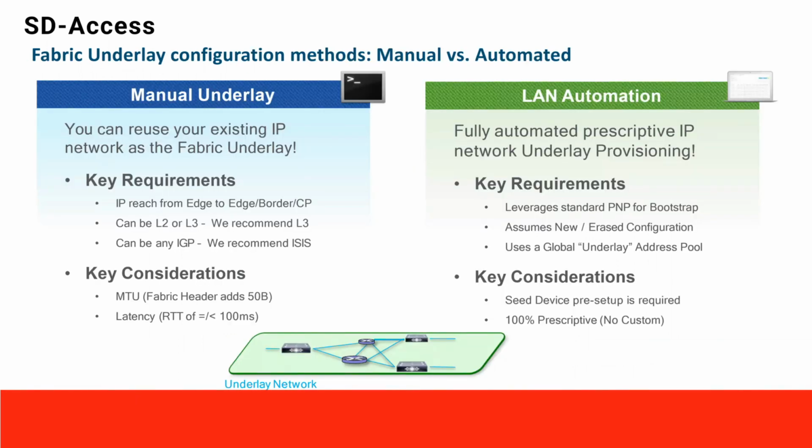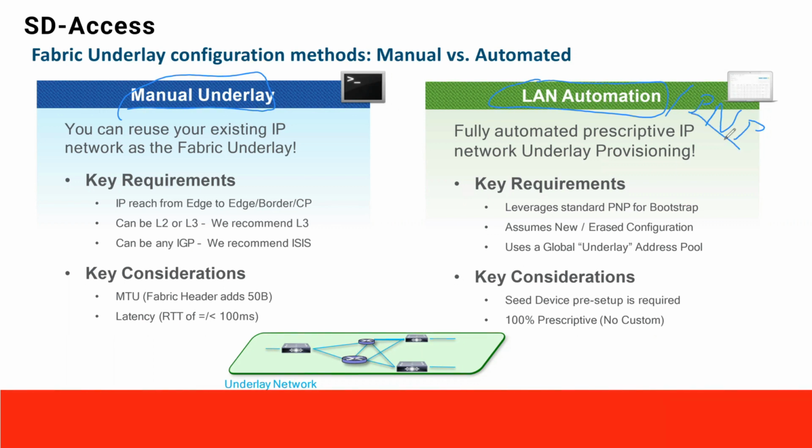Now there are two options to build underlay. We are going step by step because the first part in building SDA fabric is we need to have the devices connectivity in place. Without the devices connected to each other, it's of no use, because if the reachability is not there, we can't do anything without the reachability. So the two methods are manual underlay and LAN automation, popularly known as PNP, plug and play.